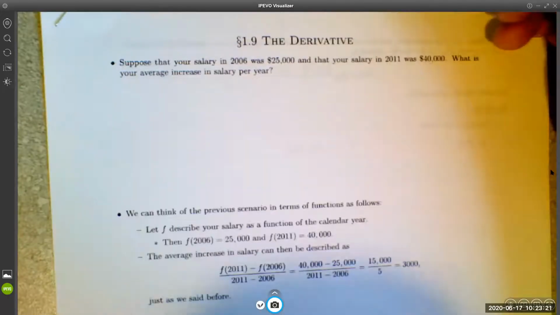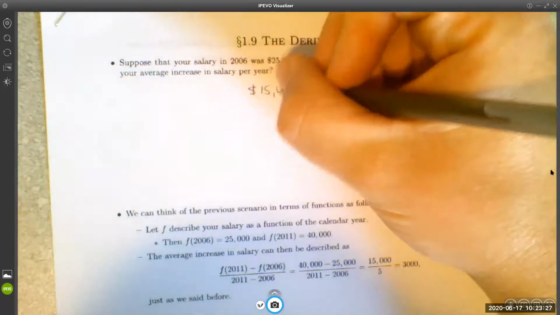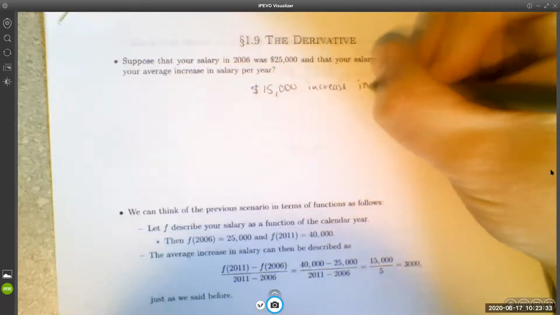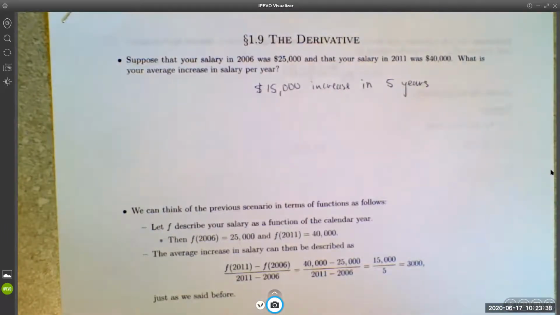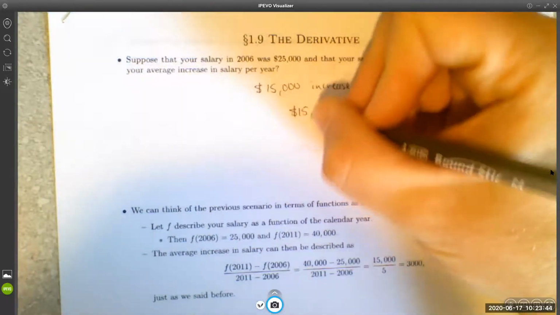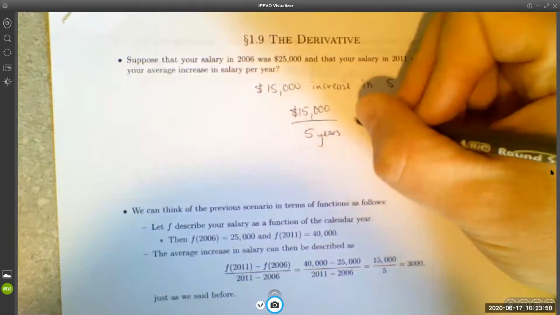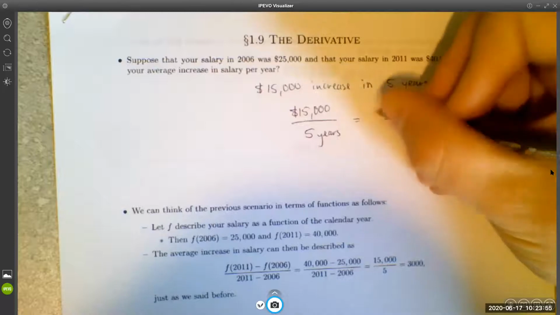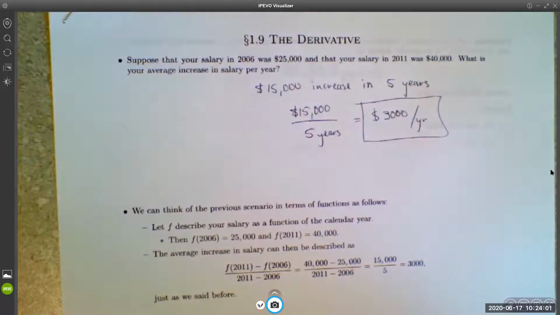So your salary increased $15,000 in a 5-year period of time, right? So you had a $15,000 increase in 5 years. So the average increase per year, we would say, would be 15,000 divided by 5 years, which is $3,000, right? So it's $3,000 per year. That was the average increase in your salary, $3,000 per year.